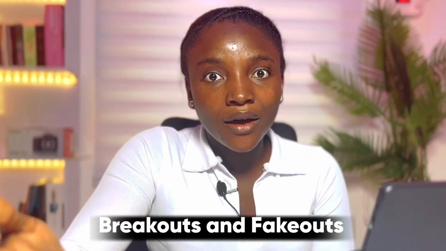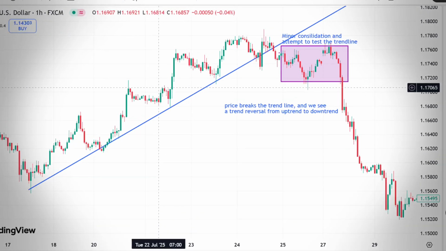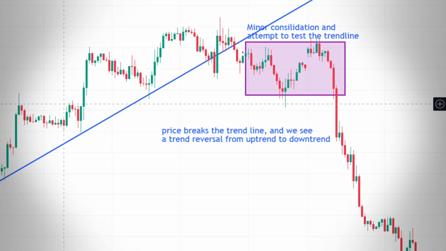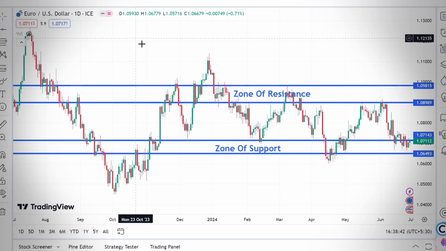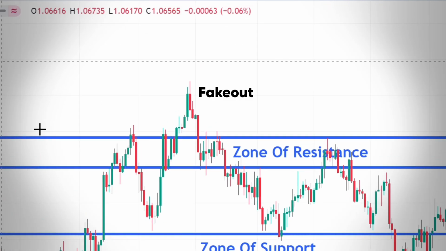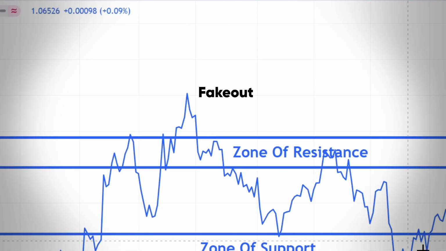Now, the fourth concept: breakouts and fake outs. Breakouts happen when price pushes through a key level with momentum. But sometimes what you see as a breakout is actually a fake out. That is, price breaks the level but quickly reverses. Learning to spot real breakouts versus fake outs is a big part of mastering price action.